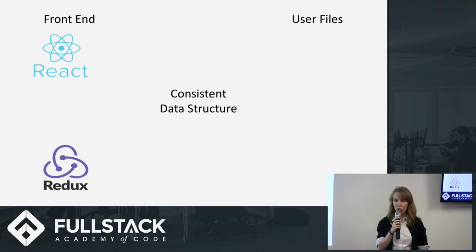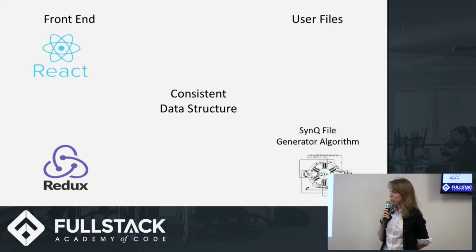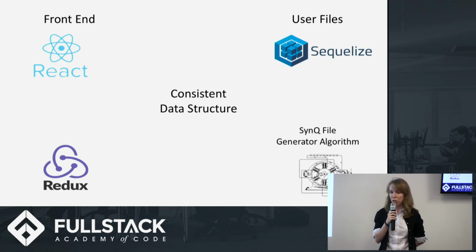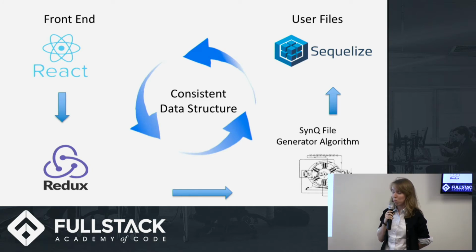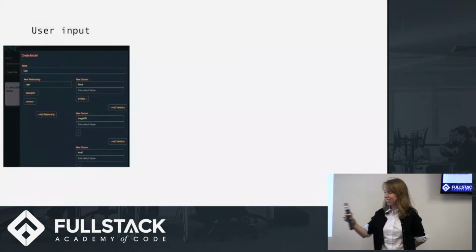To do this, we used React, Redux, and React drag and drop on the front end to create our user interface. React allowed us to create a highly modular user interface, while Redux provided us with a robust and compatible storing system. We then created our own custom algorithm on the backend to generate Sequelize files. Starting with the structure of our data allowed us to build our application in a consistent way with no discontinuities between our front end and our back end. And now I'll pass it over to David, who will tell you more about our background scripts.